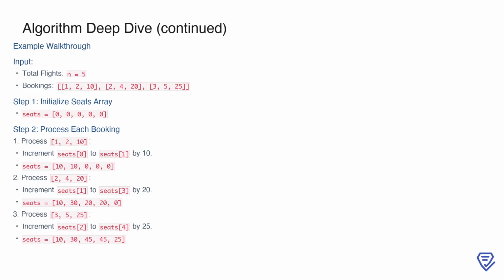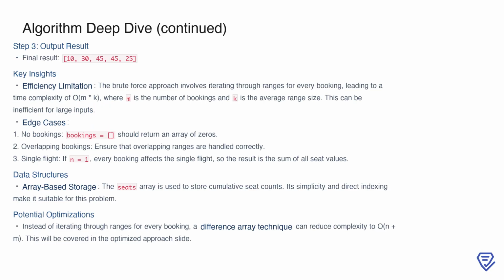This updates the array to 10, 30, 20, 20, 0. Finally, 4, 3, 5, 25, we increment indices 2 through 4 by 25, leaving us with the final state, 10, 30, 45, 45, 25. This array reflects the total seats booked for each flight. After processing all the bookings, the resulting array is 10, 30, 45, 45, 25.